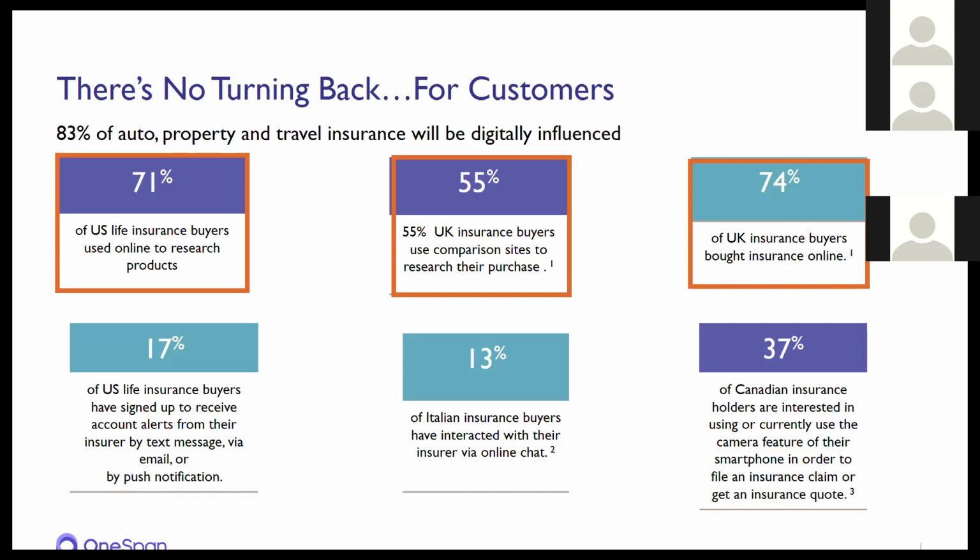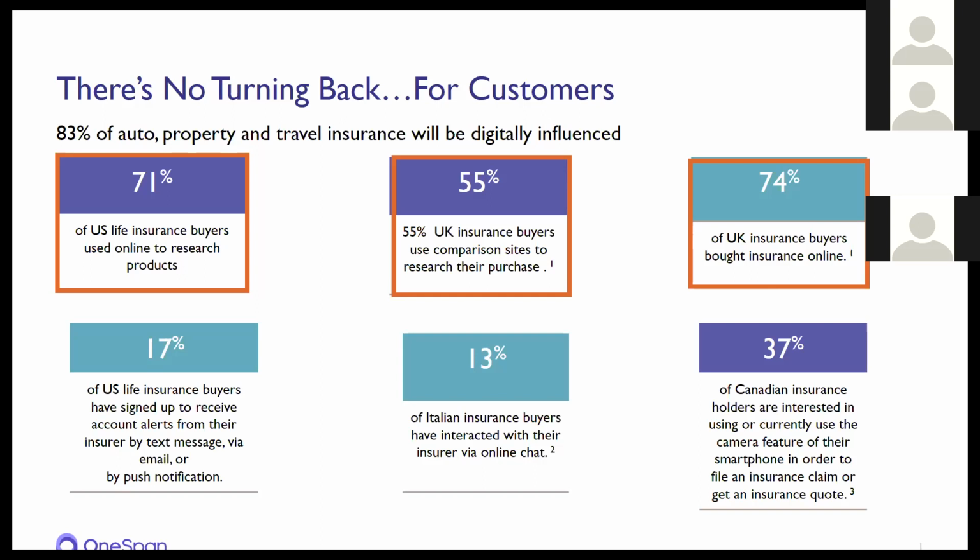And then if we just go to the bottom of the slide, what you also see here is buyers and existing customers in the US now actively signing up for notifications, push notifications and texts. We're seeing in Italy this year the use of chat to really engage with their buyers and their customers. And then in Canada, because this is a Canadian audience, we're seeing the use of cameras, specifically on smartphones, to actually get insurance quotes and to be able to submit a claim.